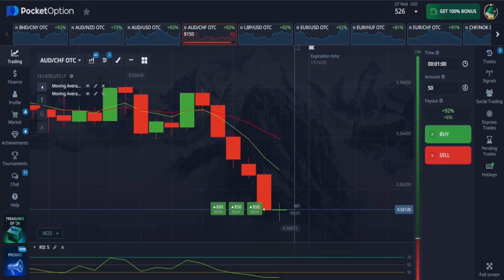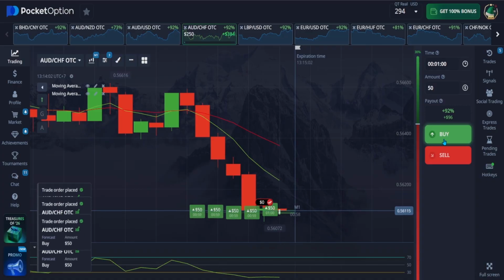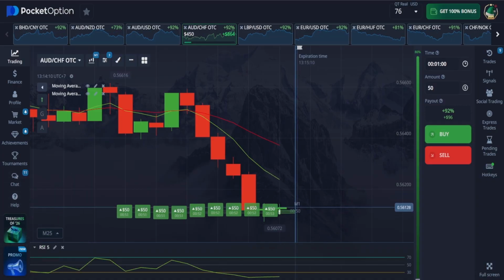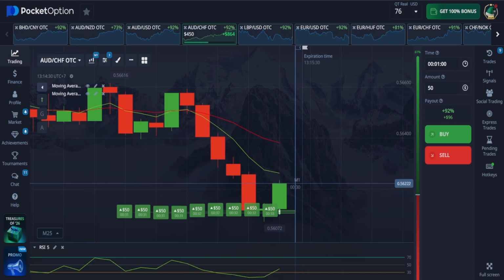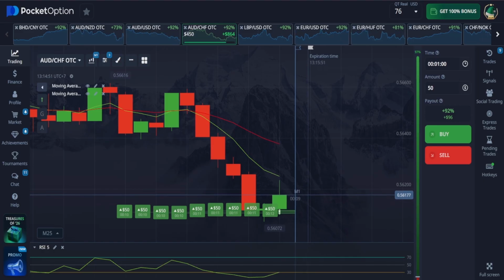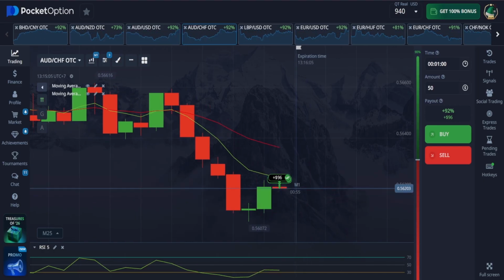All right, this trade ended in a loss. That's okay. According to my money management plan, I'm now going to apply a Martingale entry. All right, that's a profit. Now let's open the market again and look for the next setup.